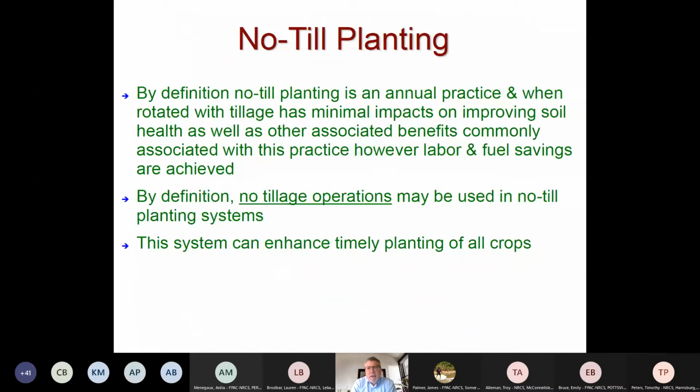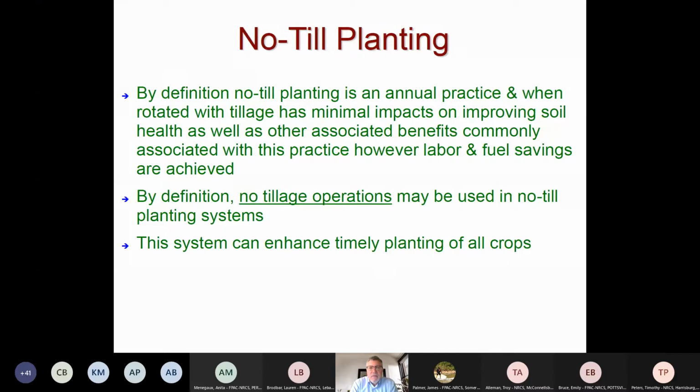systems. No-till planting is by definition no-till planting, and the no-till standard is an annual practice. And so that means that we don't till the soil from the time of the harvest of the previous crop until the harvest of the main crop that we're following with that practice. When it's rotated with tillage, say we have 2 years of no-till planting followed by 2 years of reduced till practice or primary tillage practices, we're going to lose the benefits that we get from our no-till operation.